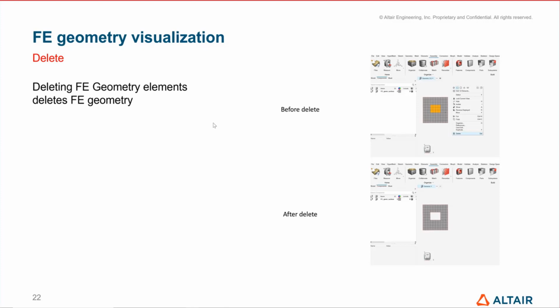The other option is if you delete the surface, it'll ask you where you want to retain elements, and in that case the FE geometry would turn into orphan elements.